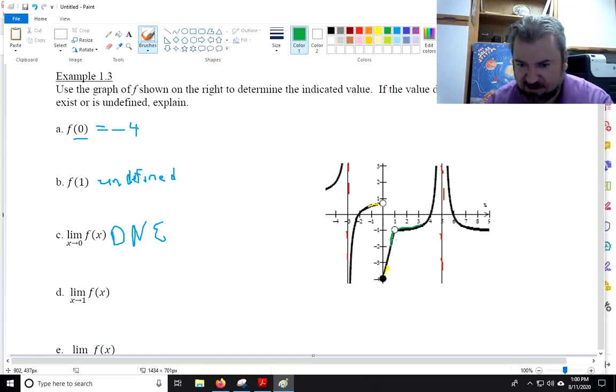As I travel from the left of 1, I am approaching the same y value as when I travel from the right of 1. So I am going to conclude that this limit does exist, and it's in fact -1. So kind of the exact opposite. The function was undefined, but the limit did exist.